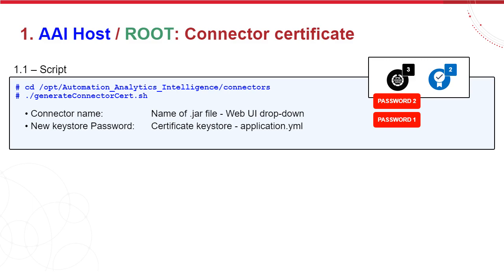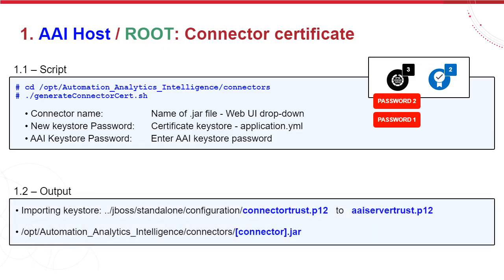Remember this password. When you set the certificate for the connector, you will need to provide it so it is known by application.yaml. Finally, we're prompted for the AAI key store password, since we're securing two-way communications between AAI and the connector. The trust store generated earlier is updated to reflect the change and re-imported into the server trust store. The certificate is generated and packaged in a jar file. The file name should match the name of the connector as known by application.yaml.